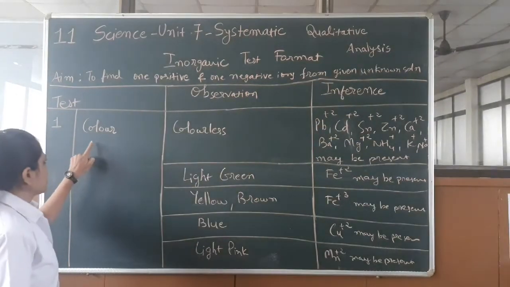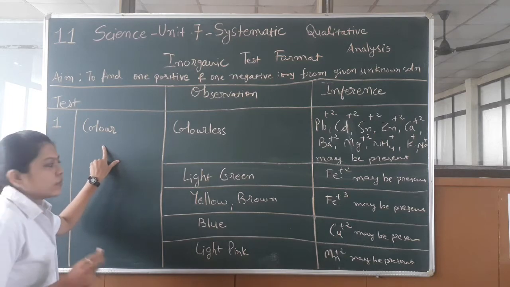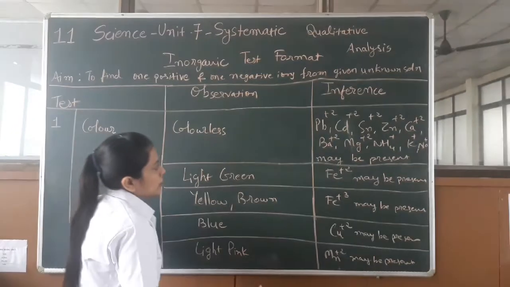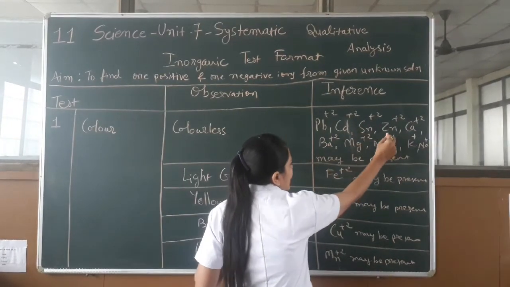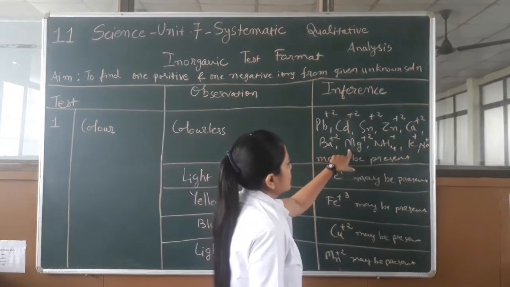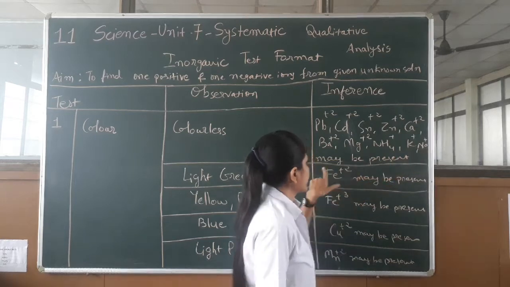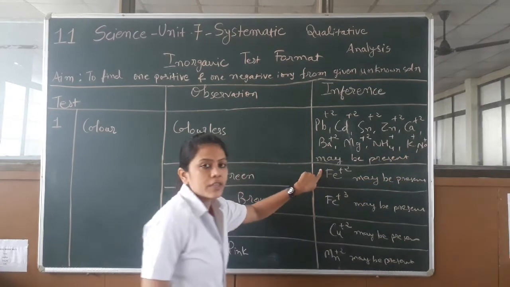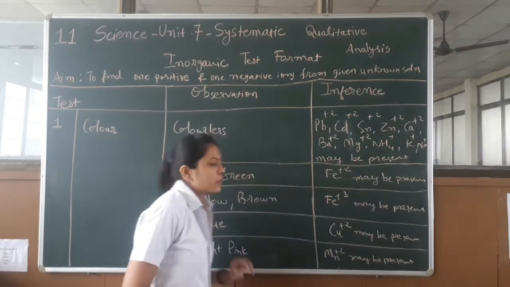Our first test is color. We have to check the color of the solution. If colorless solution, then Pb+2, Cd+2, Sn+2, Zn+2, Ca+2, Ba+2, Mg+2, NH4+, K+, Na+, etc. may be present. What is important? You have to write it may be present.